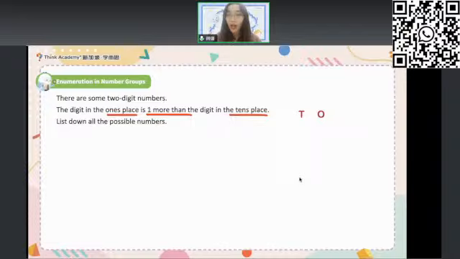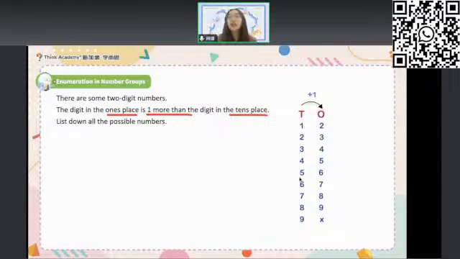So everyone, you see that for this long sentence, actually you can just turn that into a diagram. Let's label the clue. So here you can see that ones place equals tens place plus 1. So here you draw the arrow and write down plus 1. Following this, we start from the smallest one. As you can see here, I already listed down everything for you.